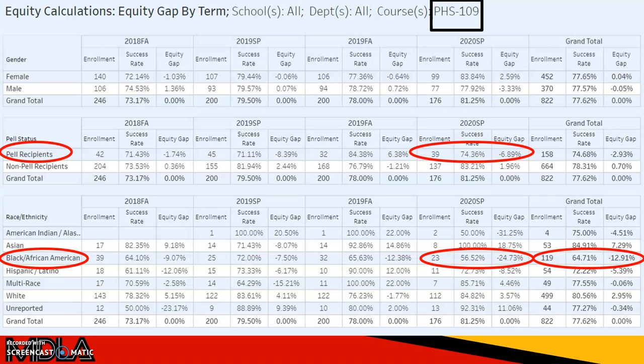This shows that same dashboard for PHS 109. Equity gaps were similar to those seen for PHS 100 for Pell Grant recipients in spring 2020, as well as African Americans for the entire period, and especially spring 2020 at almost 25%. It is interesting to note the potential for how COVID-19 may have furthered inequities for some groups in spring 2020, but the key is that there are equity gaps that need serious attention regardless of the reasons behind them.